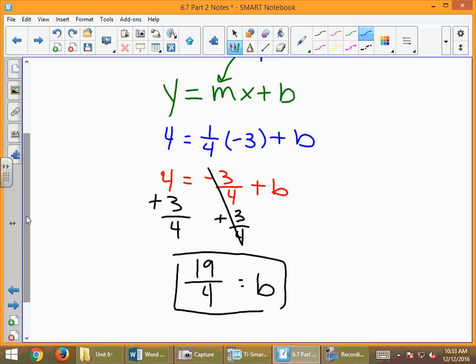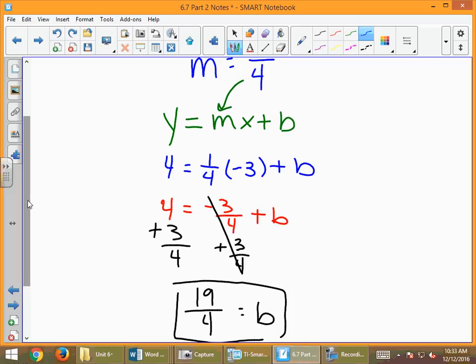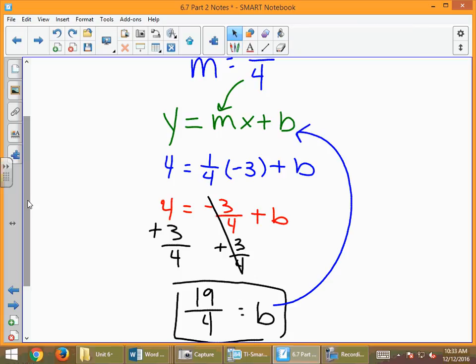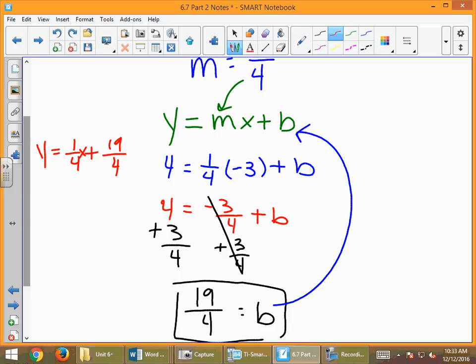So we had our m. The problem was we didn't have our b, but we just found it. So you can take 19 over 4 and plug it in there. So what's our equation of our line going to look like? Cat? That's what we wanted. Okay.